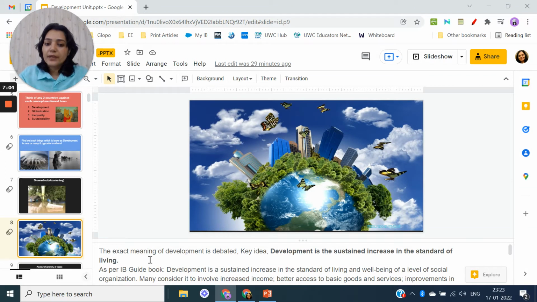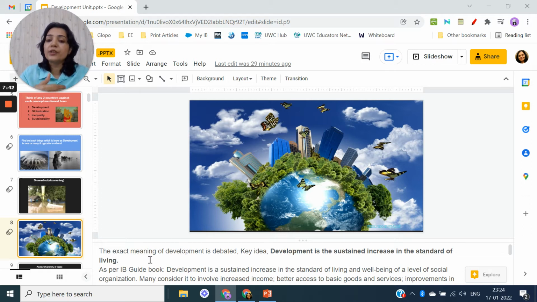The meaning of development, as per the IB Global Politics guidebook, is the sustained increase in the standard of living. All right, so that means development is taking place, but that's sustainable, right? And the standard of living is also pretty high. Now, there are different things which are connected to development. One may say that for me, development could be just connected to meeting the basic needs. Another person may say that for me it's not only about the basic needs but going beyond this one, and I'm thinking about well-being as well.